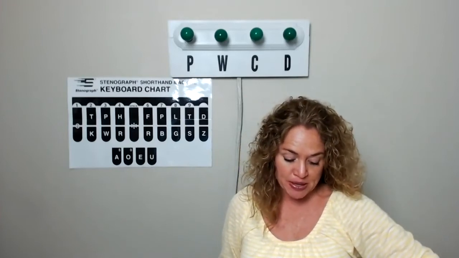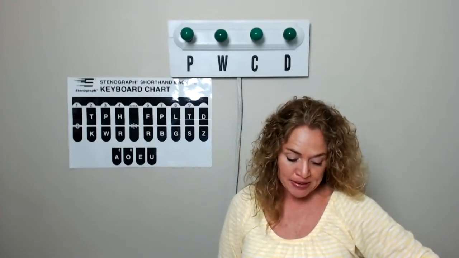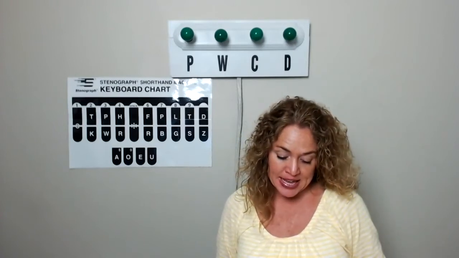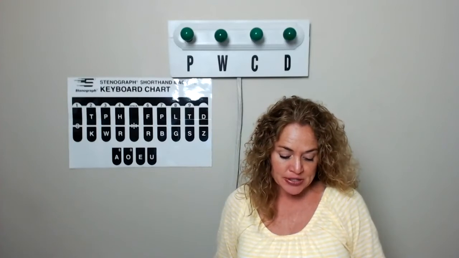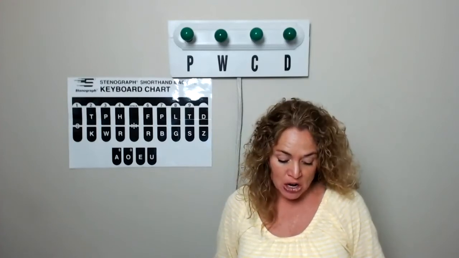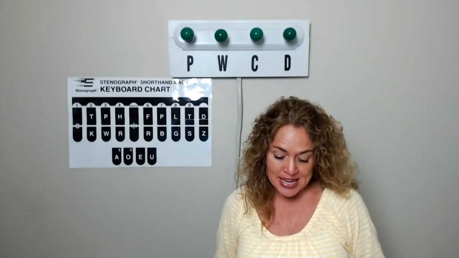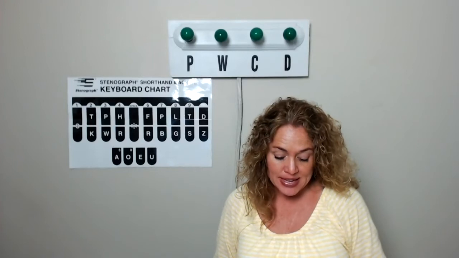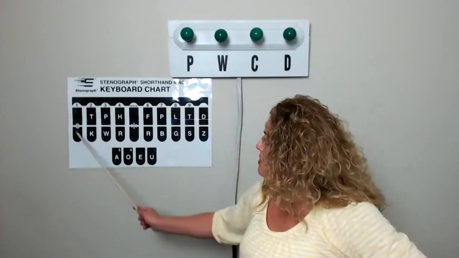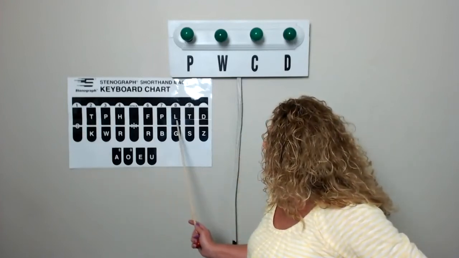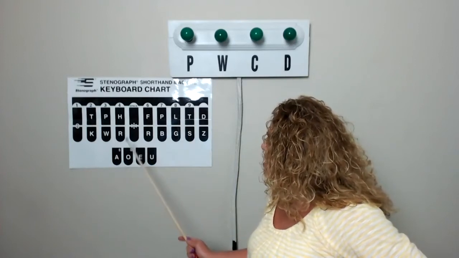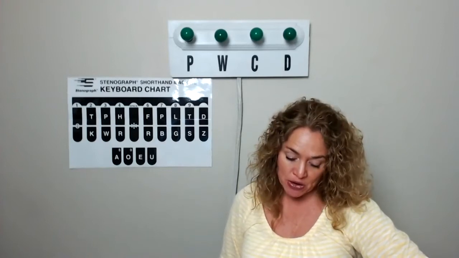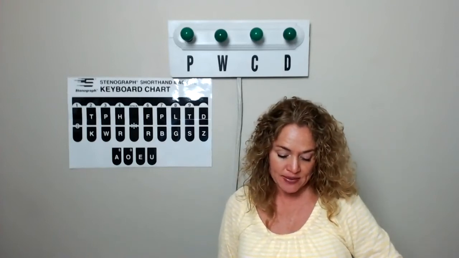So we have Zoom, initial Z, A-O-M. Zany, initial Z, long A-N, come back for A-E. Zero, initial Z, long E-R, come back for long O. Zoo, initial Z, A-O. Zone, initial Z, long O-N. Zesty, initial Z, E, F, T, come back for A-E. Don't forget your final FT for final ST words.